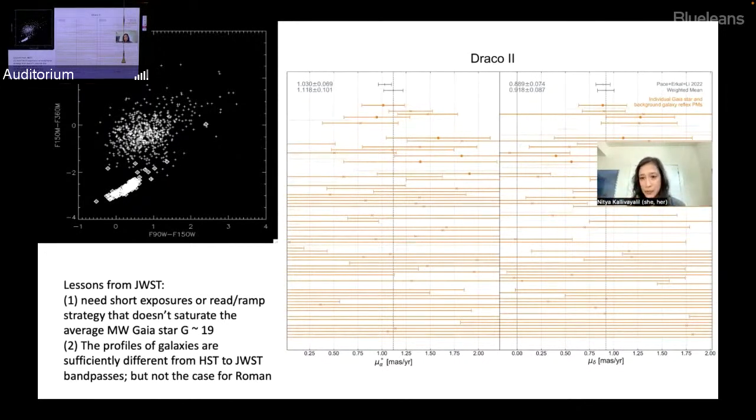But this is work in preparation. And I just wanted to point out those two things. One is we have to think about the profiles of the reference frame that we use for proper motion work. And we have to come up with ways in which we will not saturate Gaia foreground stars that could really help us in doing this with Roman.